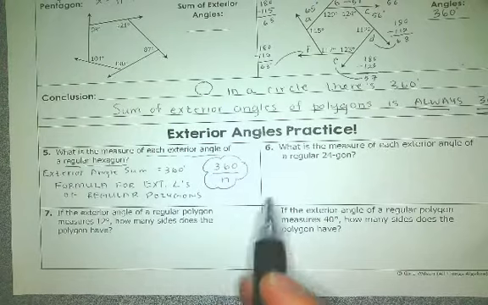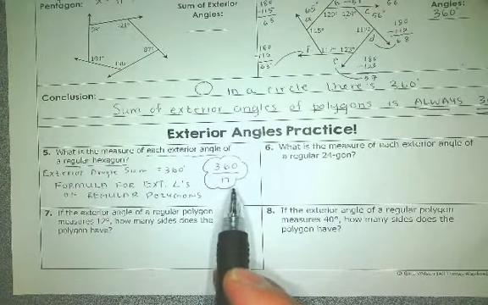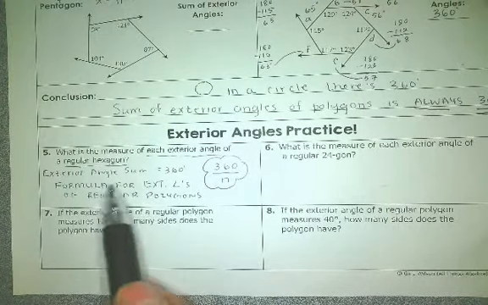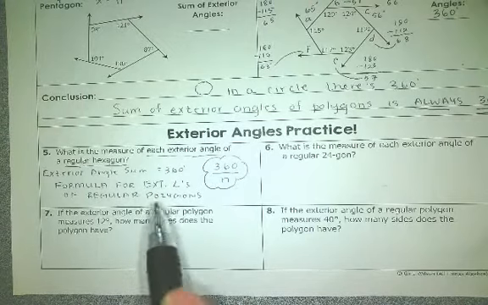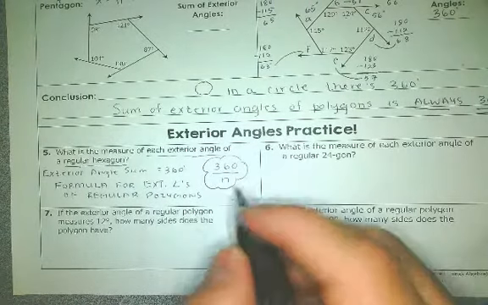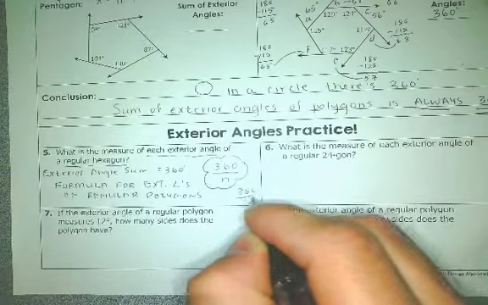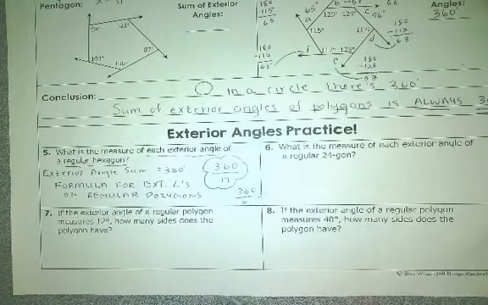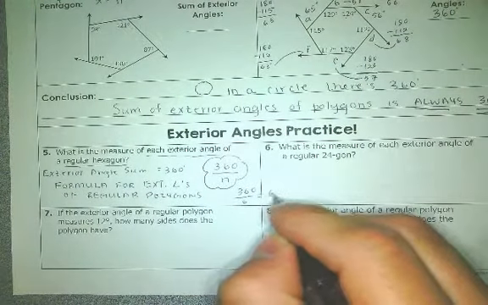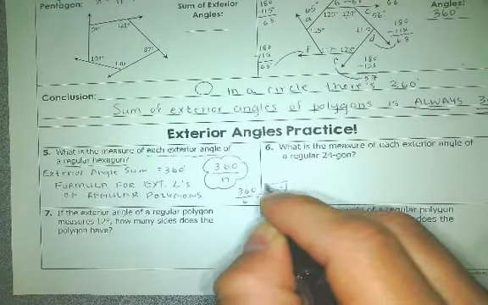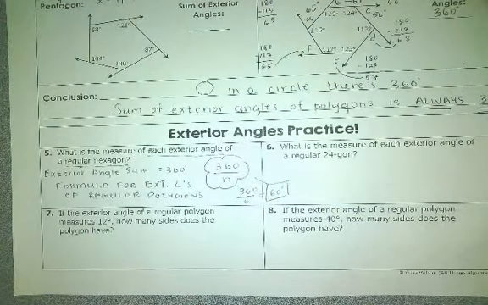So again, that's 360 divided by n. N is just the number of sides. That's the formula for exterior angles of regular polygons. So for this problem, we have 360 divided by 6. And that gives us a total of 60 degrees for each exterior angle.